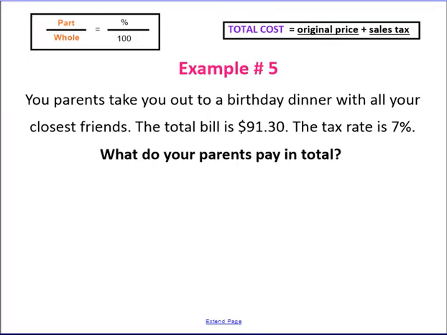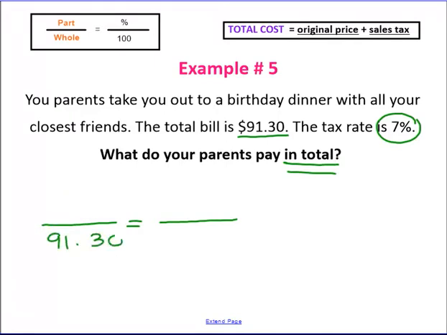All right, next question. Your parents take you out for a birthday dinner with your closest friends. The bill is $91.30. The tax rate is 7%. What do your parents pay in total? So make your blank proportion. The bill is $91.30. I'm trying to find the tax. 7% is the tax rate over 100 always.